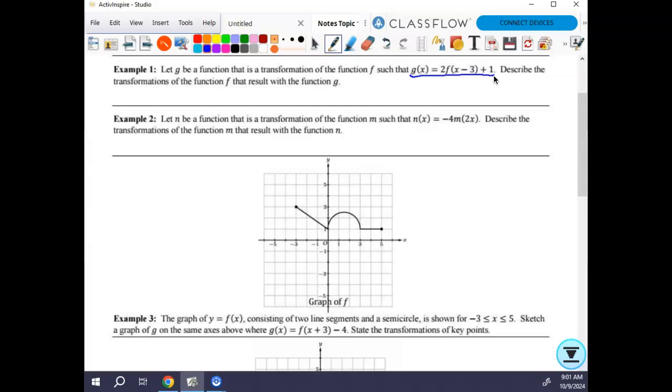So remember, when you write these down, you want to go from left to right, because when you identify them with a graph, that's the order you need to go in. So we start by looking at this 2. Does that 2 affect x or y? Y. So that means it is a vertical something, and it is a vertical what? It is a vertical stretch.